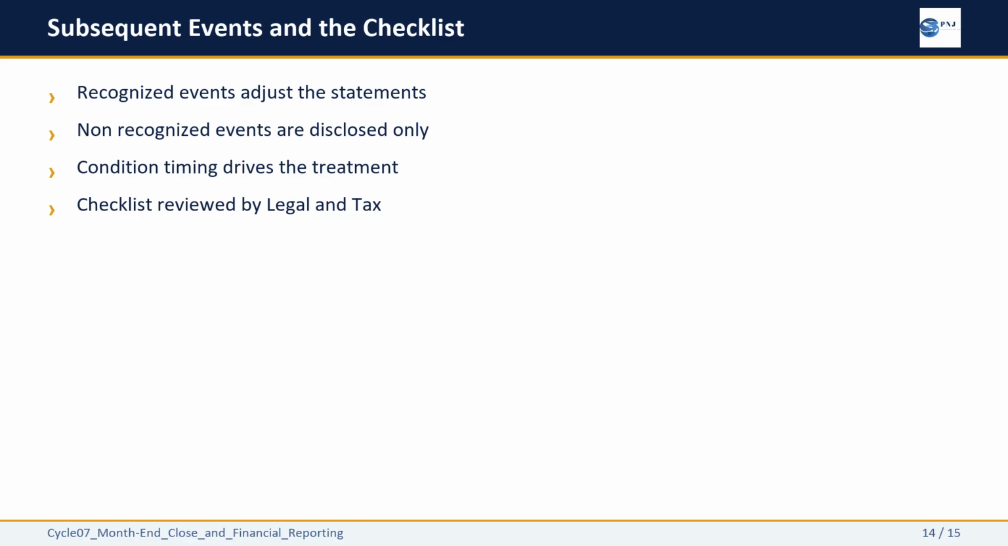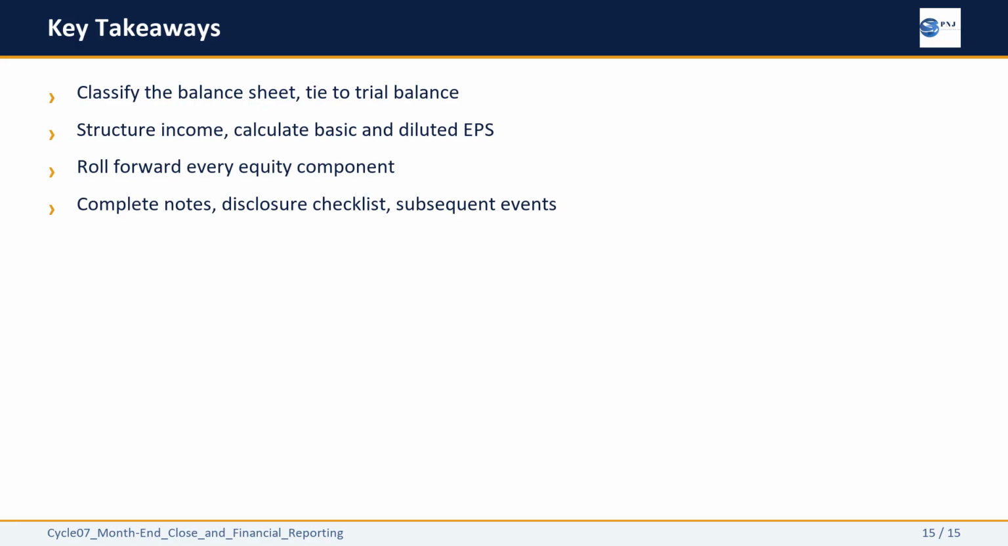Finally, a comprehensive disclosure checklist compares required disclosures against those included, and legal and tax review it before the statements go out. This final gate is what protects you from a missed disclosure. Let us bring it all together.